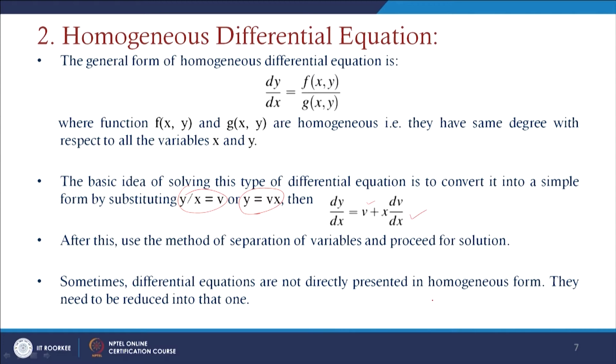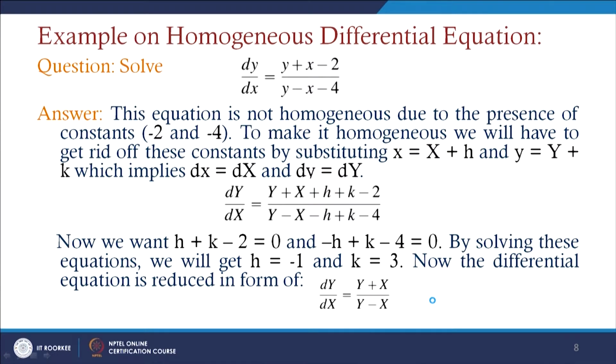Sometimes the differential equations are not directly presented in a homogeneous form, then we have to reduce these equations to a homogeneous form if certain constants are involved. So if you go for an example of this, we can see that y plus x minus 2 is not a homogeneous part here, and y minus x minus 4 is not a homogeneous part here, since the constants minus 2 and minus 4 are present there.